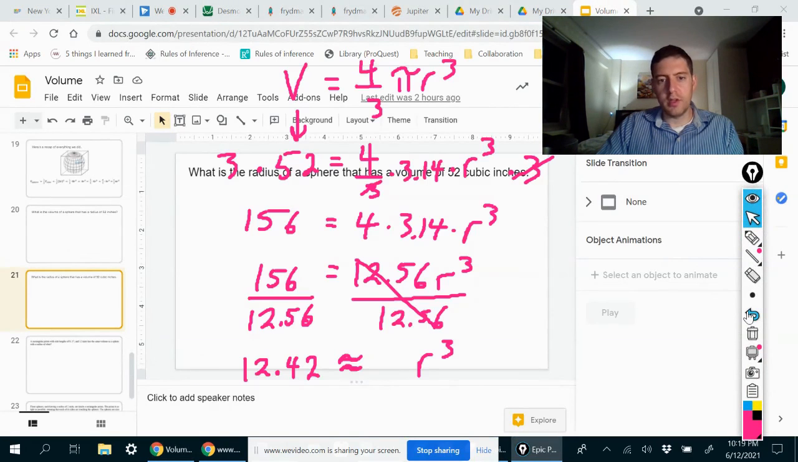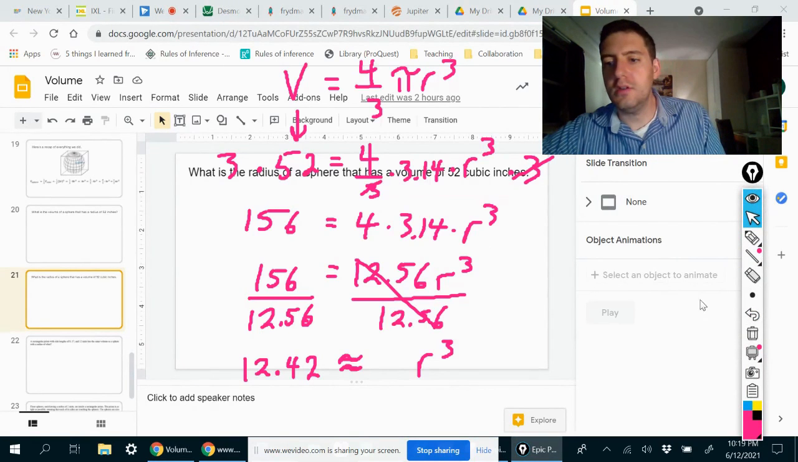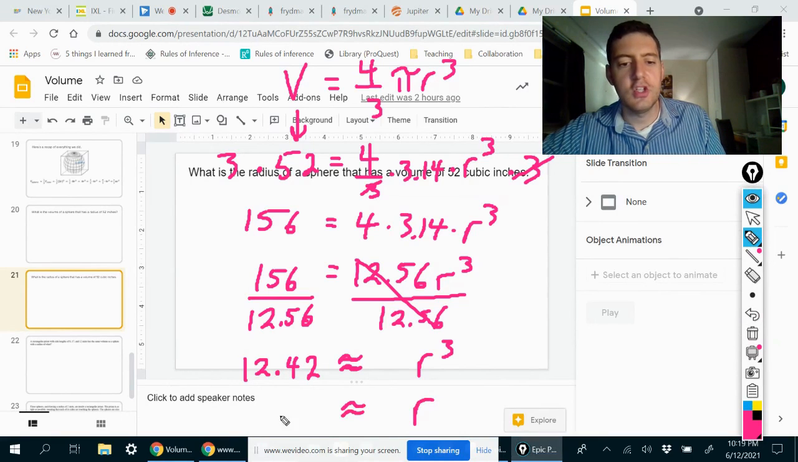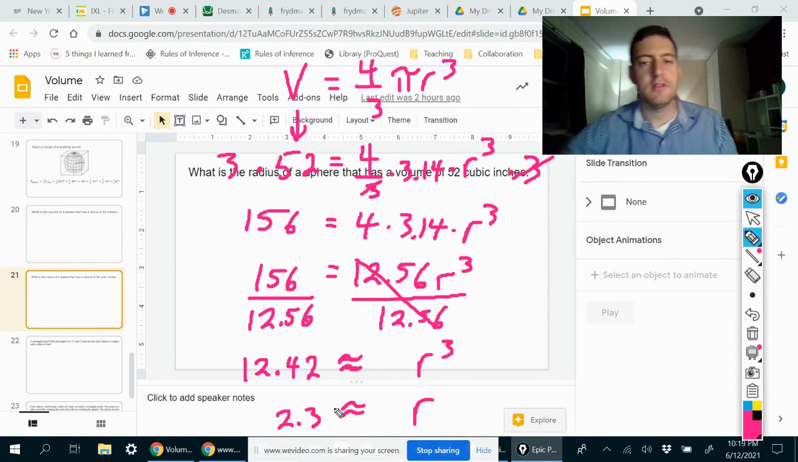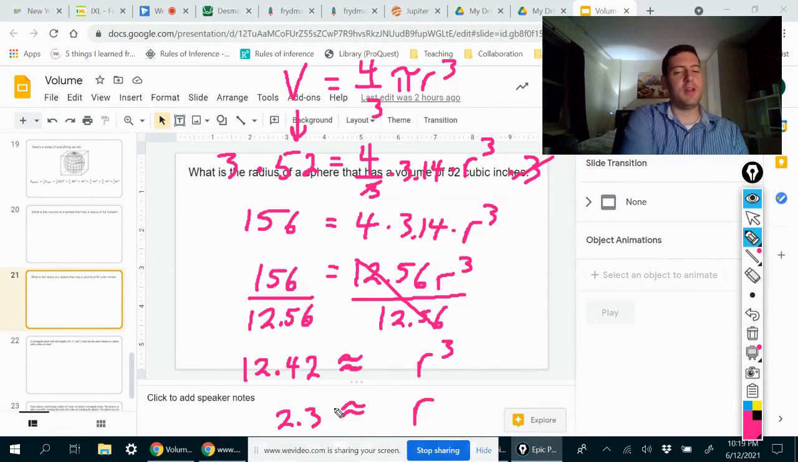Let's see, where were we? So the radius of the sphere would be approximately 2.3. Okay, so that's how you would solve a problem like that.